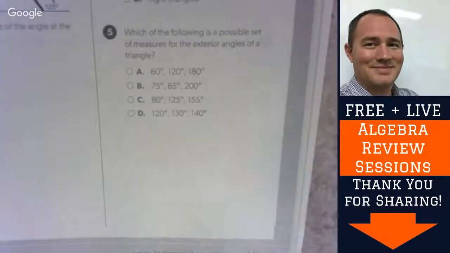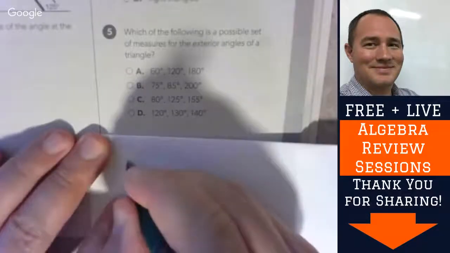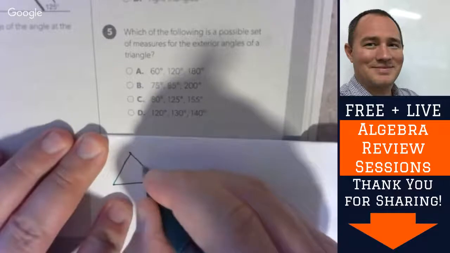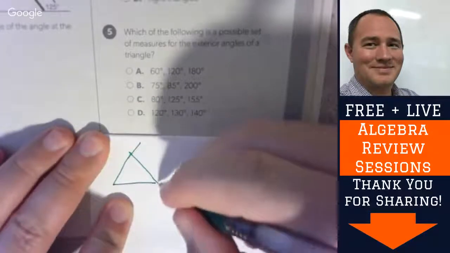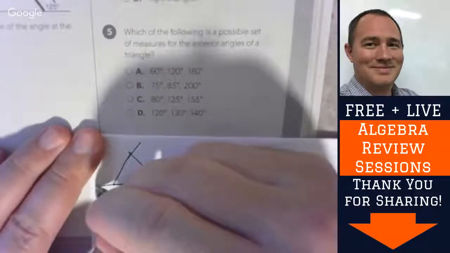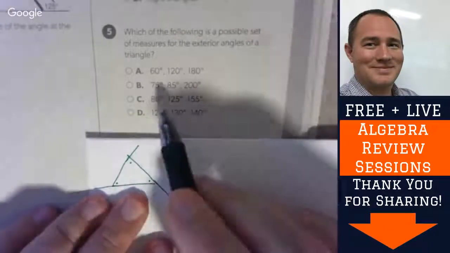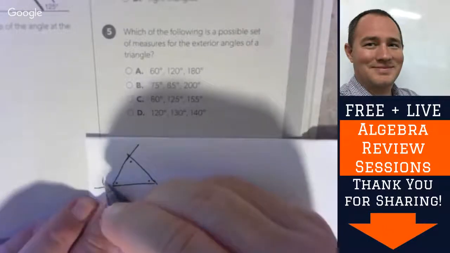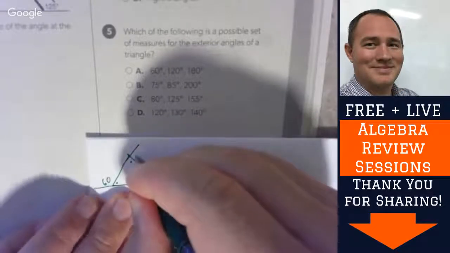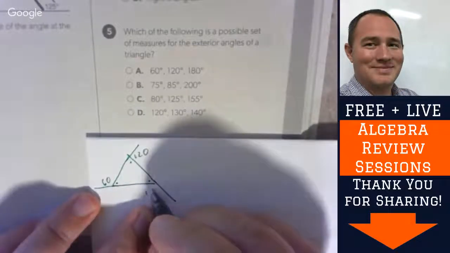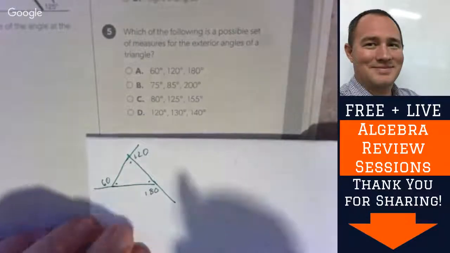Okay, so this one is asking us, which of the following is a possible set of measures for the exterior angles of a triangle? So again, what we're talking about here is if we had a triangle and we extended each of these lines like so. So these are the interior angles and these are the exterior angles. So here's what it's asking. It's asking if the exterior angles are 60, 120, and 180. Does this make sense?